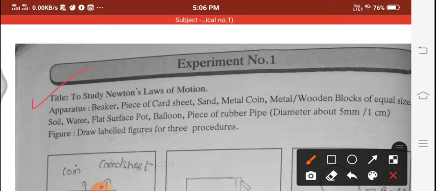In this experiment we need apparatus: beaker, piece of card sheet, sand, metal coin, metal and wooden blocks of equal size, soil, water, flat surface pot, balloon, and a piece of rubber pipe which has a diameter of 5 millimeter to 1 centimeter. Here we have to draw a figure.